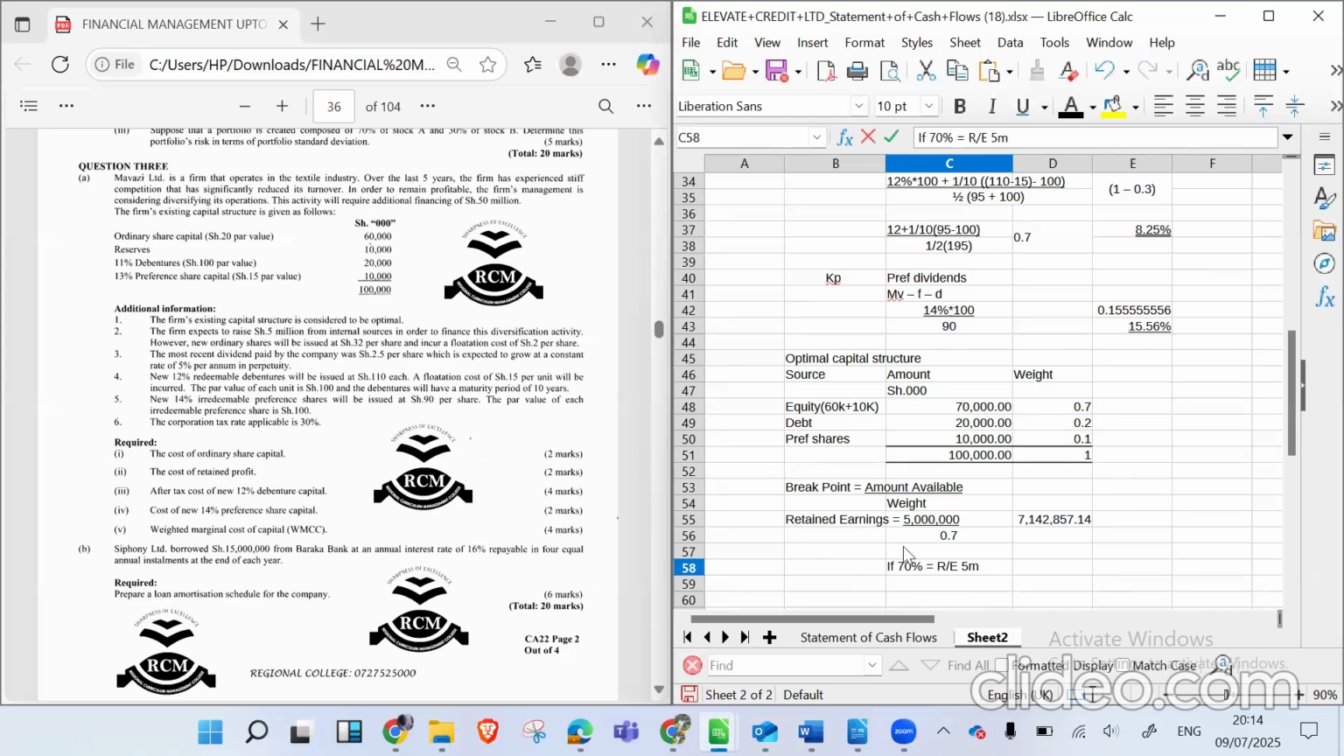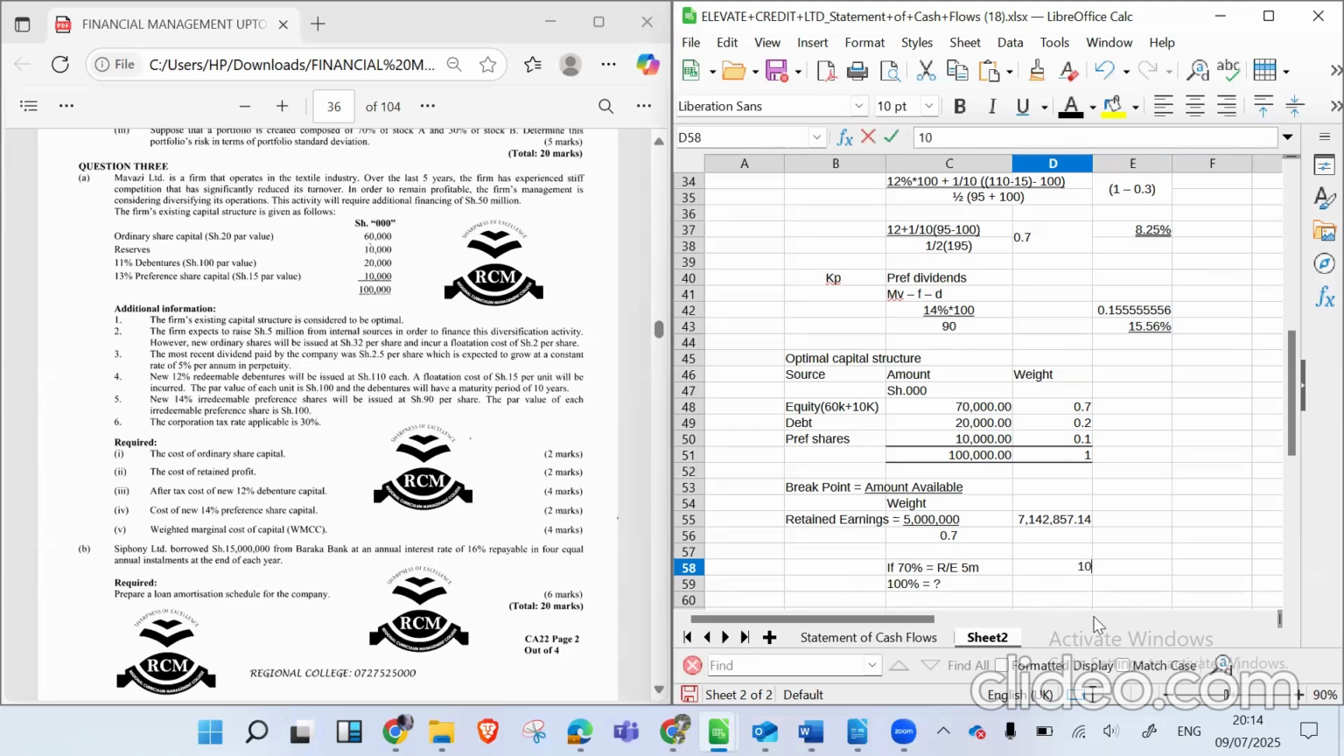It has source number 1, retained earnings, source number 2, ordinary shares. So I want, first of all, that 70% that should be equity to come from the retained earnings available, which are 5 million. If 70% will come from retained earnings, which is 5 million, how much will be the 100%? So if 70% equals 5 million, what will be 100%?